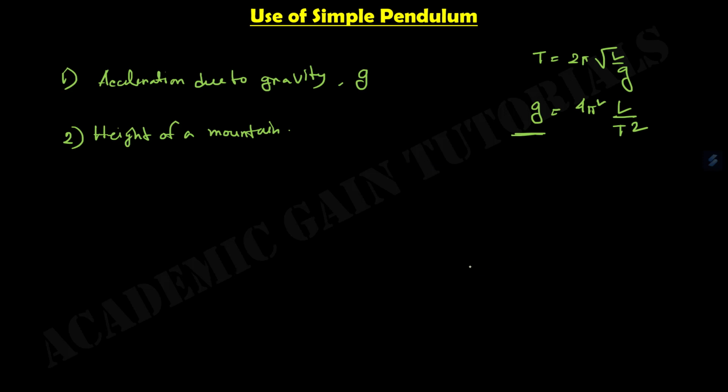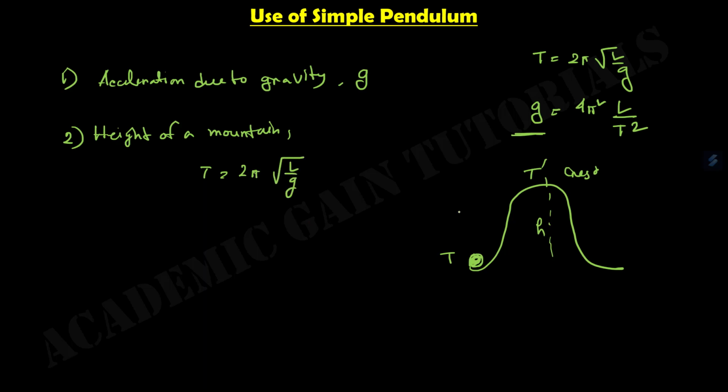So how can we find it? Suppose this is a mountain, and here I take a time period of our simple pendulum, T, and at this crest of height h, I take this simple pendulum and find a time period T prime for the same simple pendulum. Then what will be the equation for this T and T prime? I know T equals 2 pi root over L by g, and T prime equals 2 pi root over L by g prime, because this height is varied, so our g will also vary.